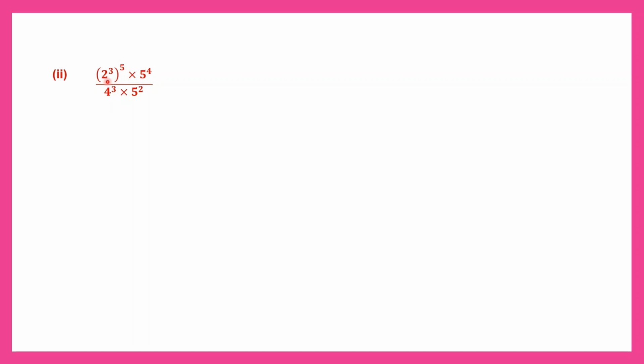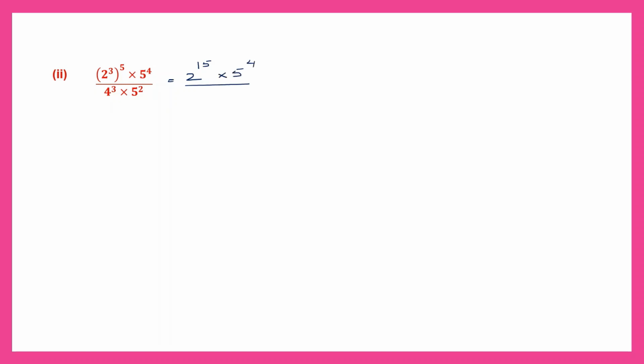So when you have one power raised to another power, you multiply the powers. That is 3 into 5 is 15. So let's write that. So this becomes 2 to the power of 15 into 5 to the power of 4.